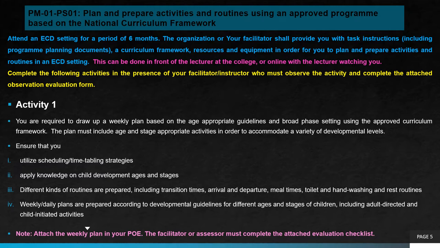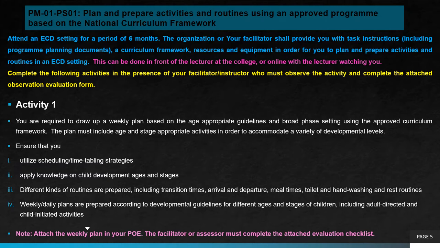You have to ensure that you utilize scheduling and timetabling strategies to be able to draw this up. You have to apply knowledge of child development ages and stages. You have to know exactly what the brain development and the fine motor skills development of the child is. Those are the seven aspects of child development. You have to know the different kinds of routines that are prepared, including transition times, arrival and departure times, meal times, toilet and hand washing, and rest routines. So it is quite clear.